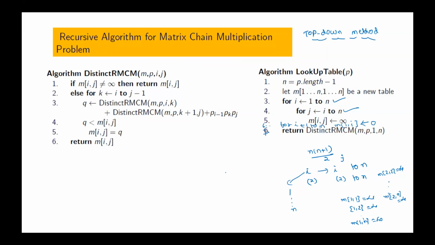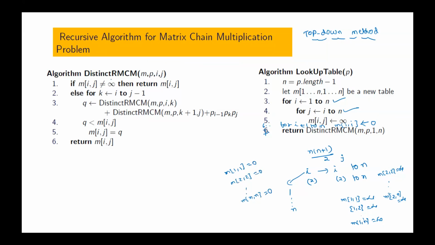What is the value of m of 1 comma 1? It is 0. m of 2 comma 2, it is also 0. And so on, m of n comma n is also 0. That's what we have written here. Is that okay? Yes, sir. Okay.